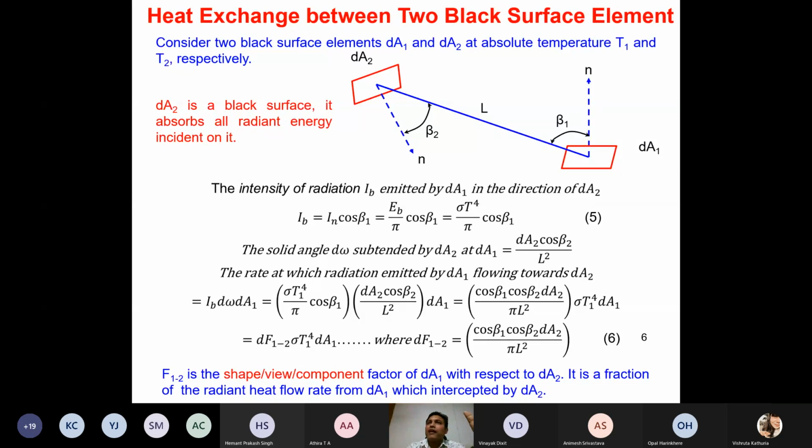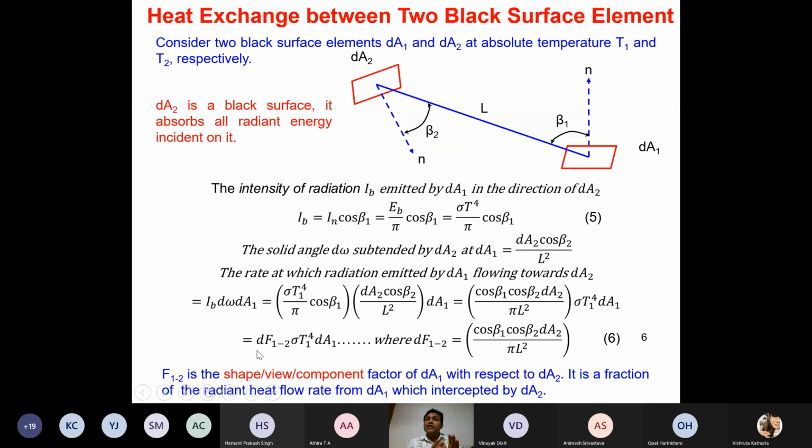Very often when we calculate the radiation, we only take the Stefan-Boltzmann law considering the black body, just sigma into T1 raised to the power 4, isn't it? But that's not actually true. That is true only if all the radiation emitted by the body is intercepted by another body, and that is not always true, and therefore a shape factor comes into the picture. That is what we are seeing here in a differential form with respect to these two differential surface areas.